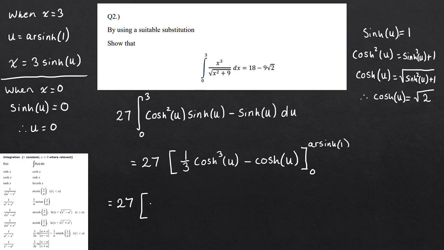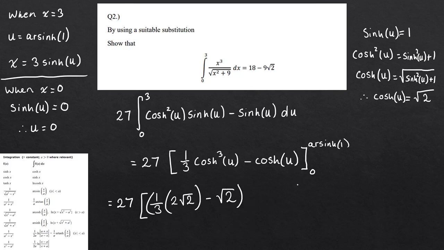So this is 27 times a third of cosh cubed u. So that's root 2 times root 2 times root 2 again. So in that case, that would simply give us 2 root 2. So that's a third of 2 root 2. Okay, so we'll come back to that in a moment. We'll simplify in a second. And now we minus cosh u. Well, cosh u is just simply root 2, so that's minus root 2. And what I'll do is I'll put this all in a bracket first just so we can see. So that's our upper limit.